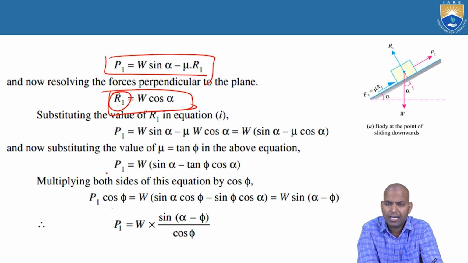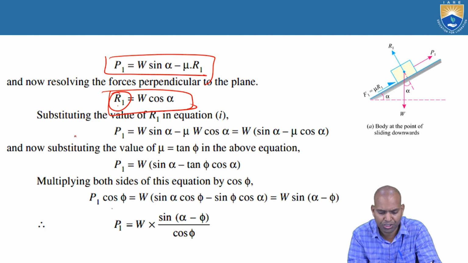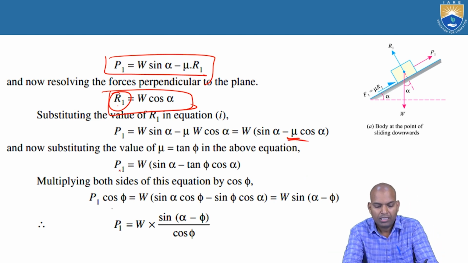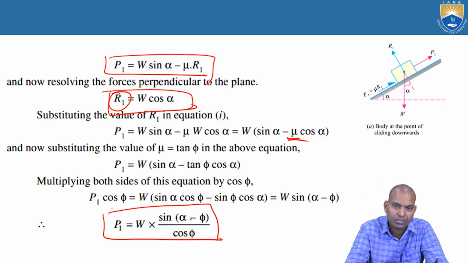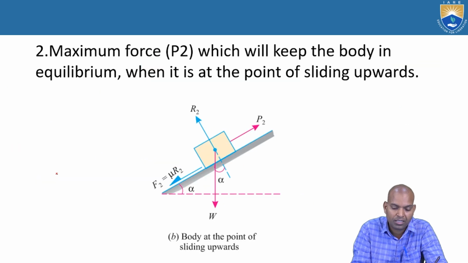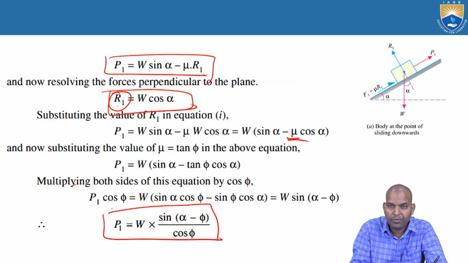Mu can be substituted as F by R, and also mu equals tan phi in terms of the angle of friction. Now substitute mu equals tan phi into P1. That is P1 equals W times (sin alpha minus tan phi times cos alpha). What is tan phi? It equals sin phi by cos phi. With further simplification, P1 equals W times sin(alpha minus phi) by cos phi. Now that is the minimum frictional force.